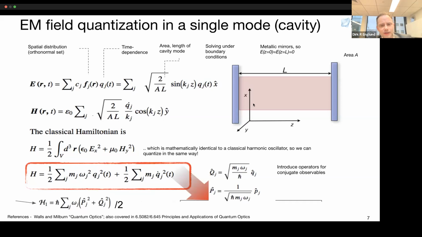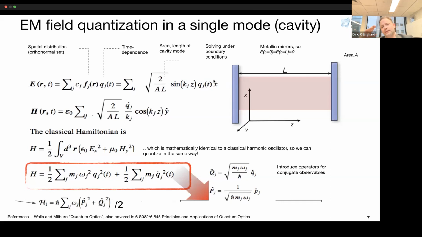So in this case, because the setup is pretty easy, many of you will already know the solution of the mode set, and that is that f sub j is equal to sine of some coefficient k times z, where z is along the axis of the cavity, times some unit vector x.